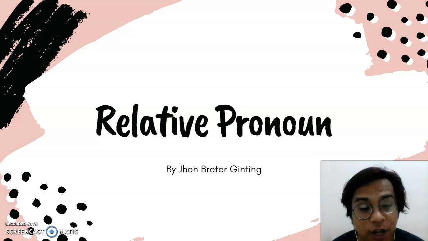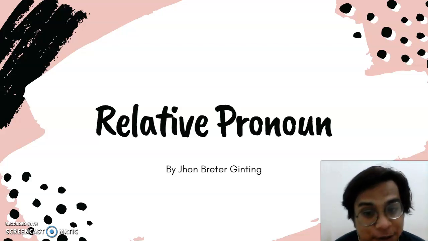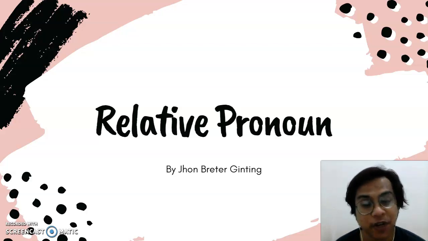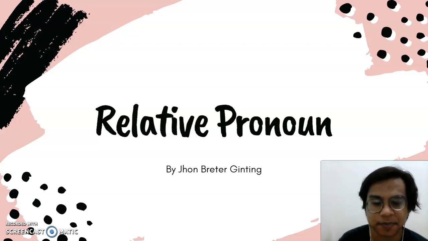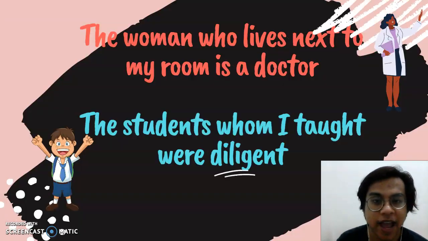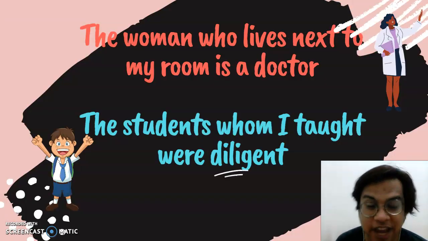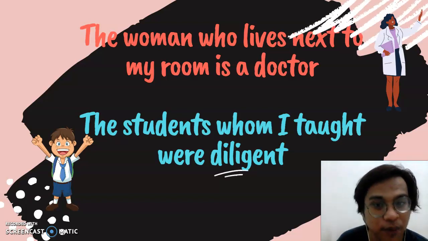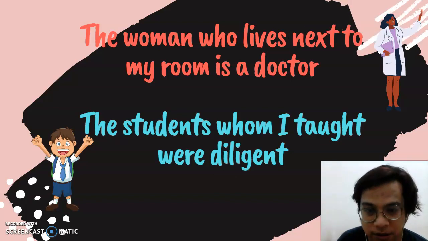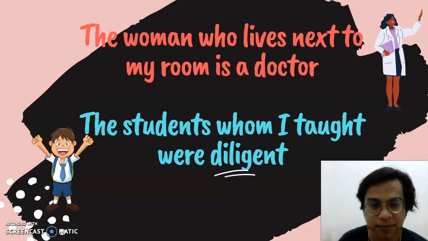Today I would like to talk about relative pronouns, but before I explain about the relative pronoun, I would like to show you two sentences. As you can see on the screen, there are two sentences. The first one is, the woman who lives next to my room is a doctor. The students whom I thought were diligent.